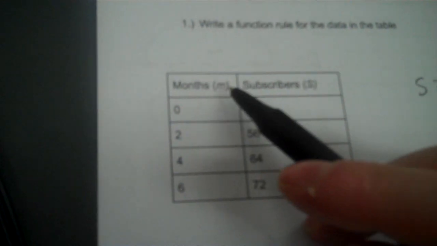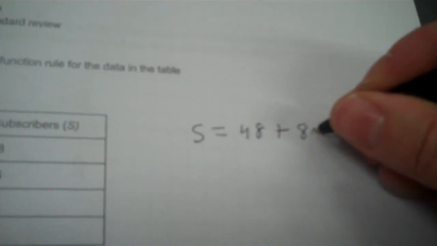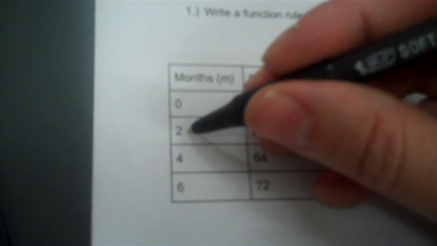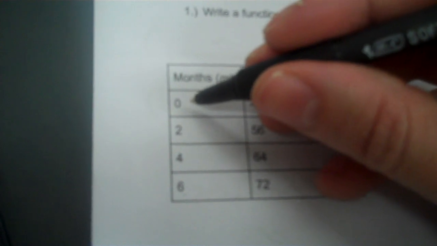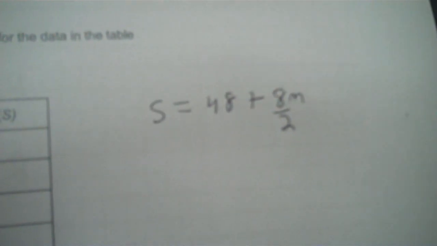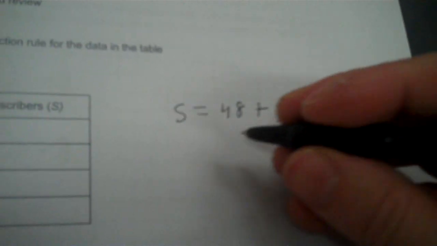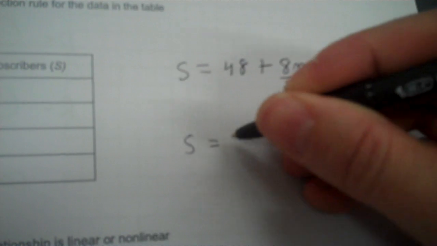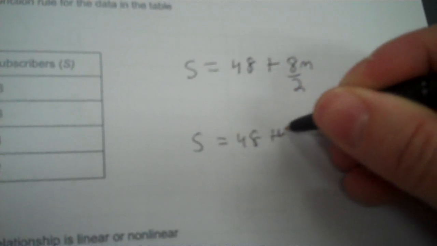And then I'm going to put the variable m behind the 8. But here's the deal. Your m, you can clearly see 6 minus 4 is 2, 4 minus 2 is 2, 2 minus 0 is 2. Since you're going by 2s, you're going to want to divide your 8 by 2, and that's 4. So you write it as S equals 48 plus 4m.